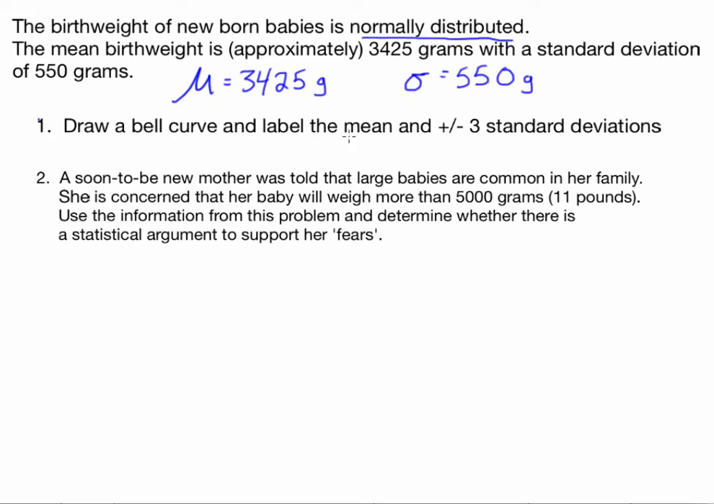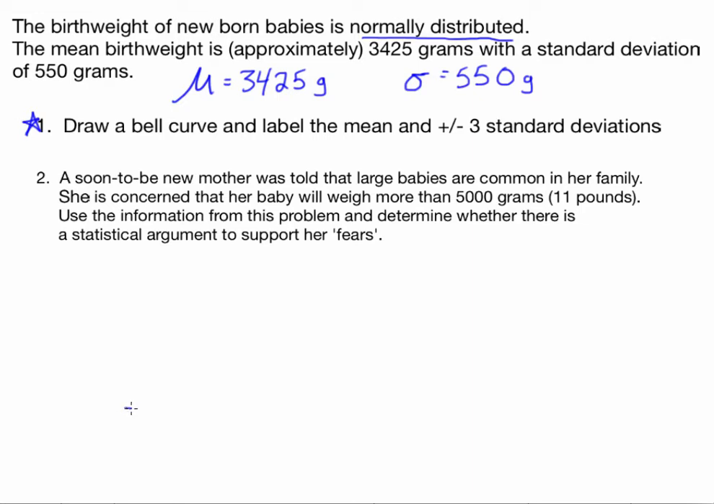So the first thing we want to do, and I'm going to answer both of these questions. On this page, I'm going to answer the first part, where I'm going to draw a bell curve and label the mean and plus or minus 3 standard deviations. And on the next page, I'm going to answer this question, where I'm actually looking at an application of the mean and standard deviation to answer a question, so I can calculate a percentage related to a particular observation. So first, I'm going to focus on drawing a bell curve and labeling the mean and plus or minus 3 standard deviations, given what I know about this population.